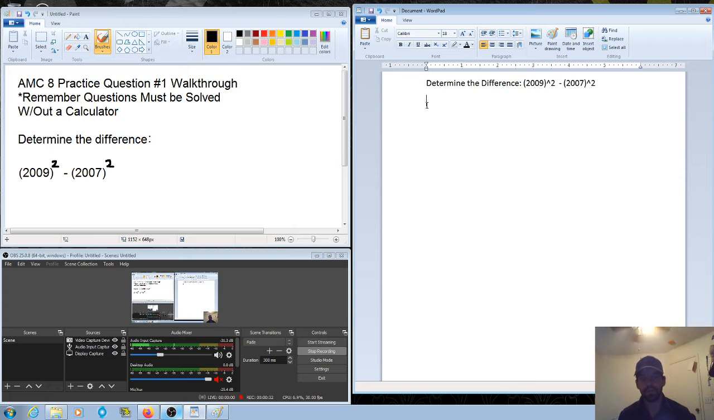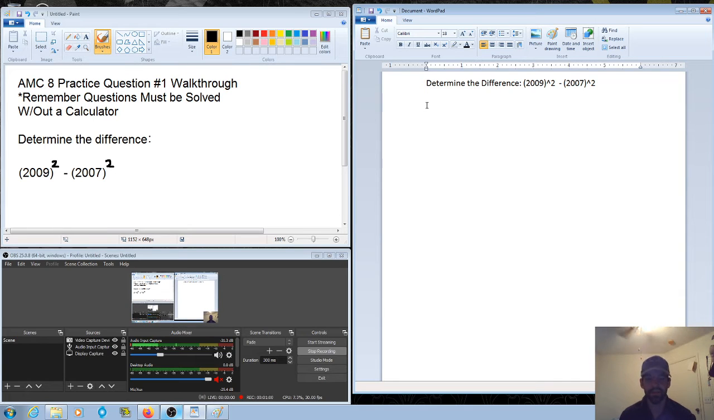So this first one is going to be: determine the difference of 2009 squared minus 2007 squared. Now, this is a very common question type in that they tend to use the year that the competition is taking place in a lot of their questions. So this question was probably in 2009, and they do have a lot of recurring question types with these year-type numbers.